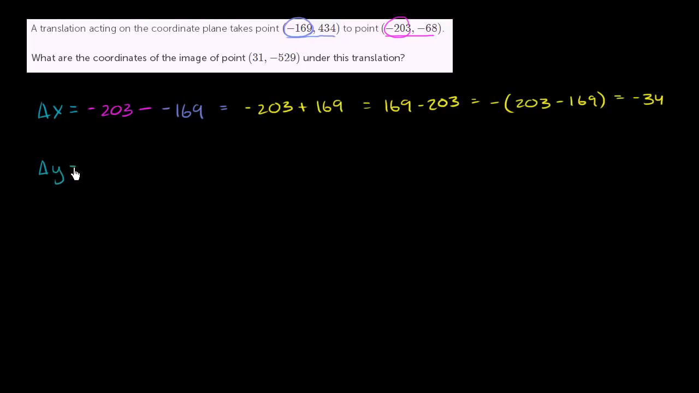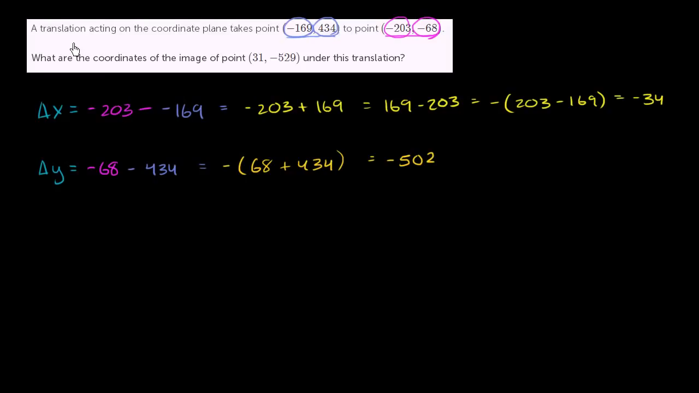Our change in y is our ending point, negative 68, and our starting point is 434. So our ending point minus our starting point, minus 434, is going to be the same thing as the negative of 68 plus 434. And let's see, 430 plus 60 is 490, plus another 8 plus 4, plus another 12. So that's going to get us to 502. So this is going to be negative 502.